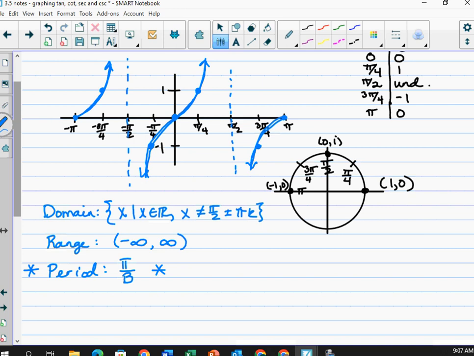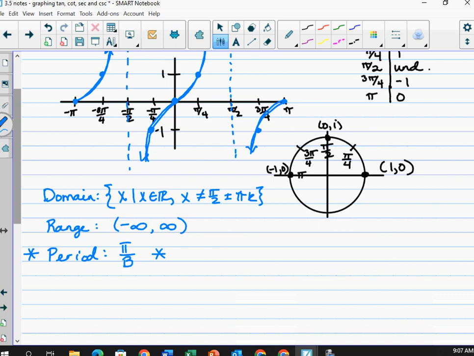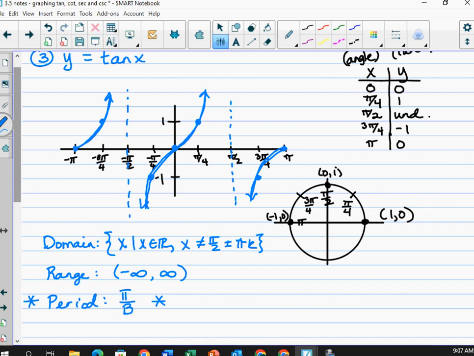All right, guys, any questions on tangent? If you look, would you agree that in here you see the entire graph? Doesn't it start with P? And that is a distance of pi. So the period is pi, because it takes pi to see it all. Sine, cosine, it doesn't happen to pi before you see it.